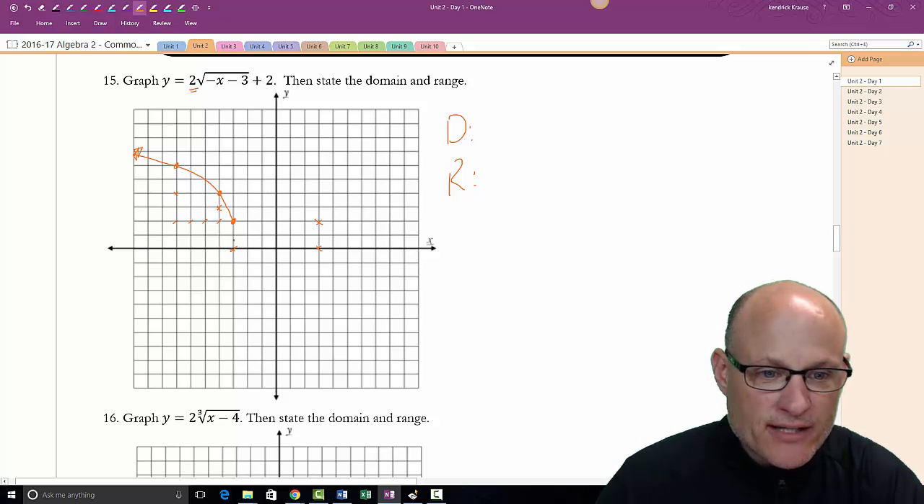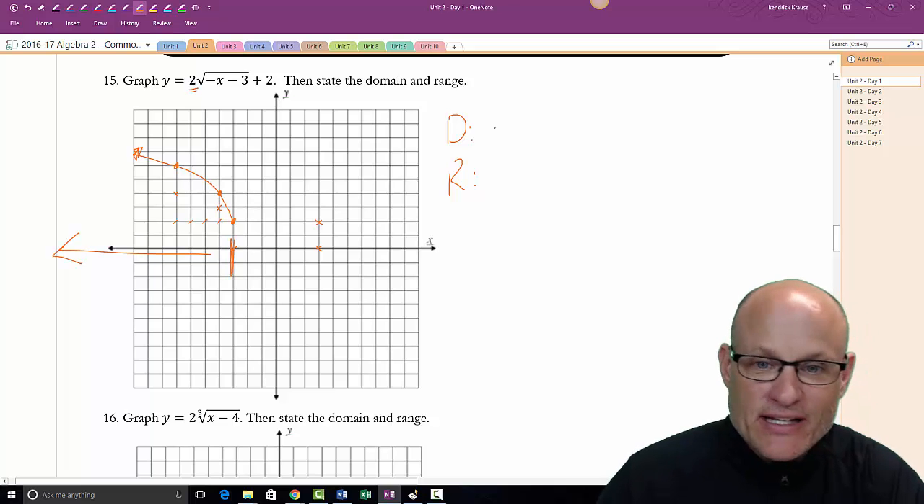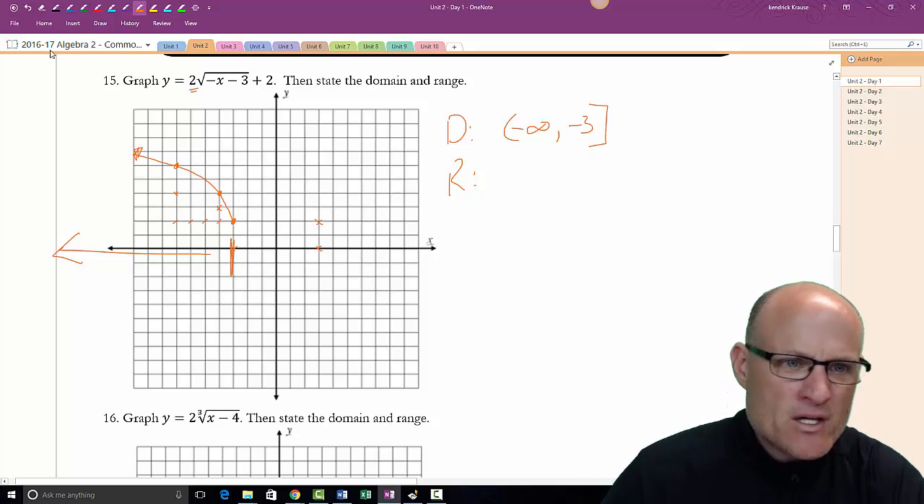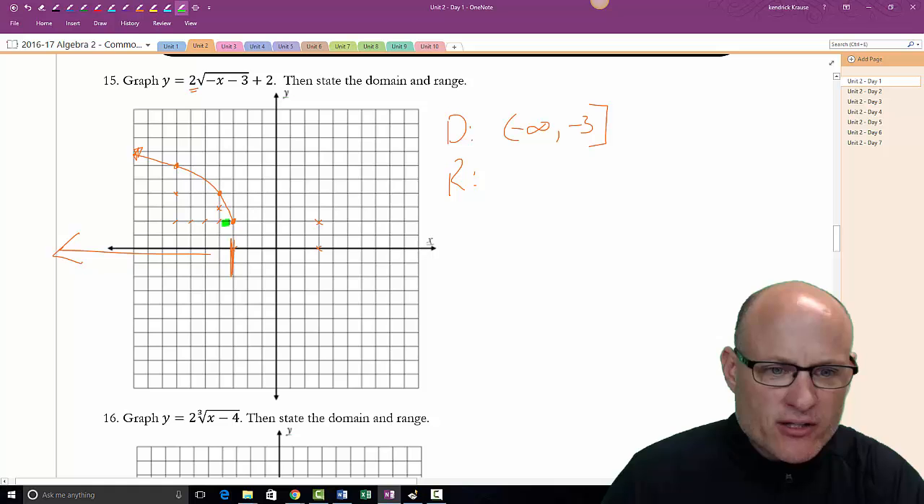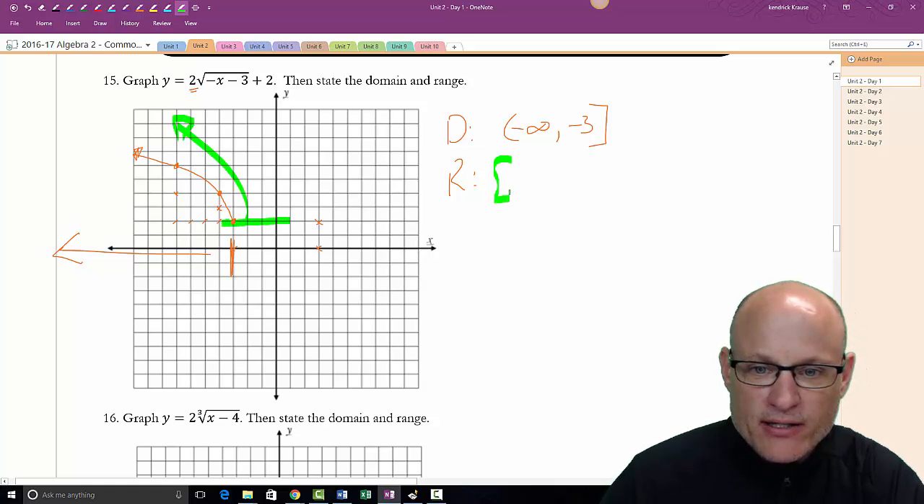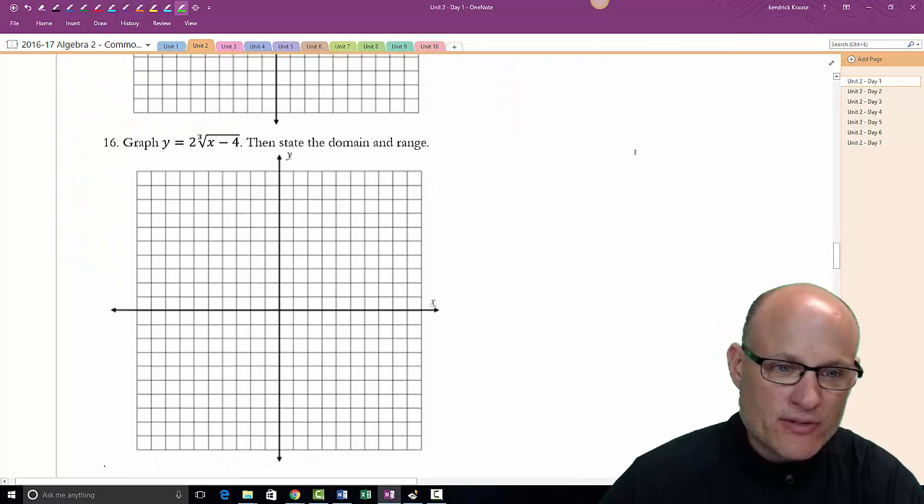Domain starts at negative 3, goes to negative infinity. Negative infinity is the small number, it goes on the left. Negative 3 is the big number, it goes on the right. For range, we're going to start here at 2, and we're going forever and ever up, bracket 2, comma, positive infinity. All right, moving on.